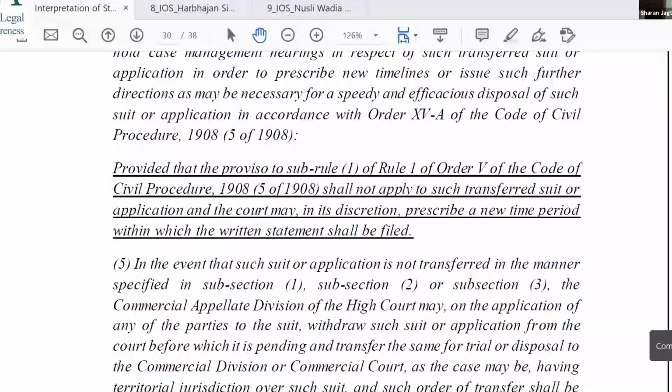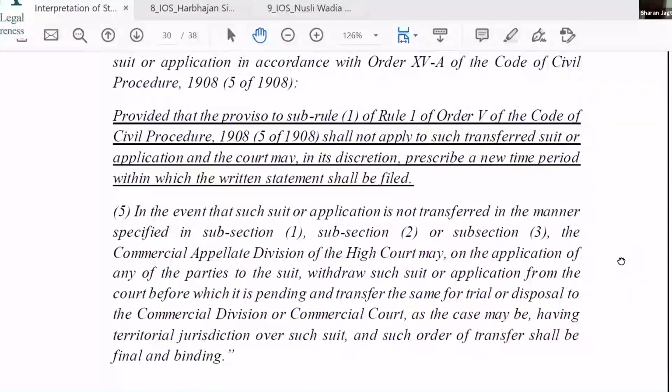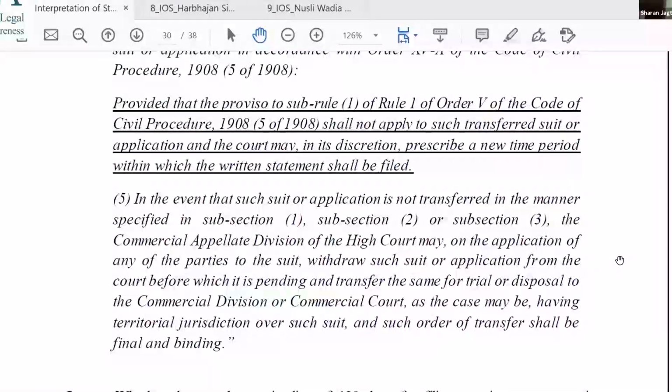But my argument was that the legislature, being conscious of the distinction between old suits and new suits, has clearly said that old suits which are transferred are not subject to the same stringent time limit, and the court may in its discretion prescribe a new time period. For me, it didn't admit of much debate, and fortunately the court also saw it that way.